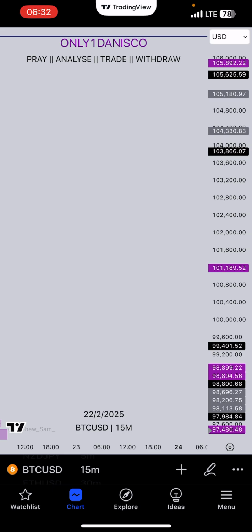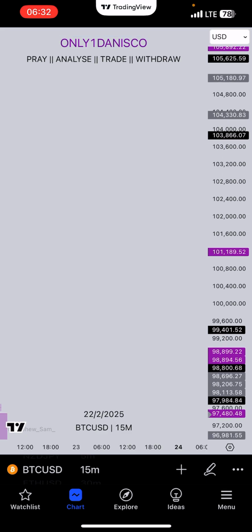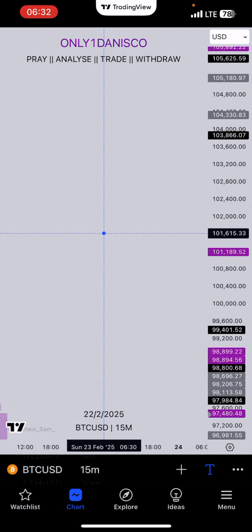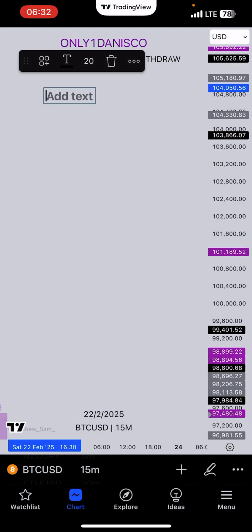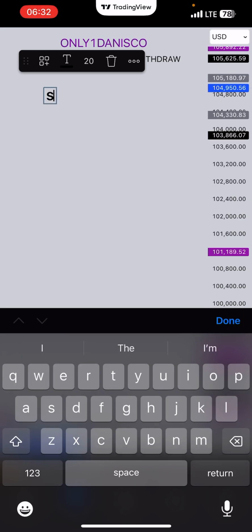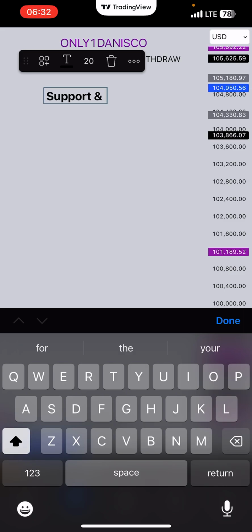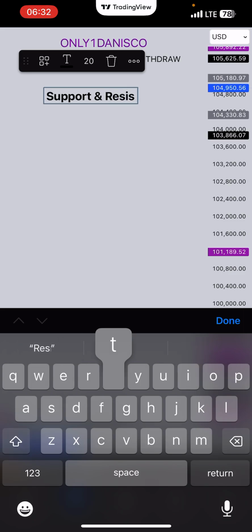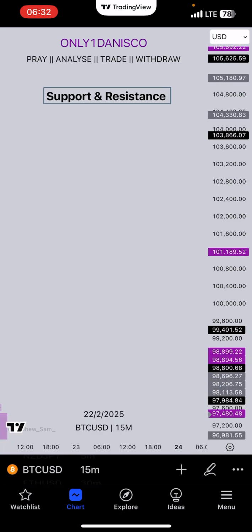Remember, this is the 2025 beginners mentorship class. So let's talk about support and resistance. Right now we are going to look at how to trade support and resistance profitably.